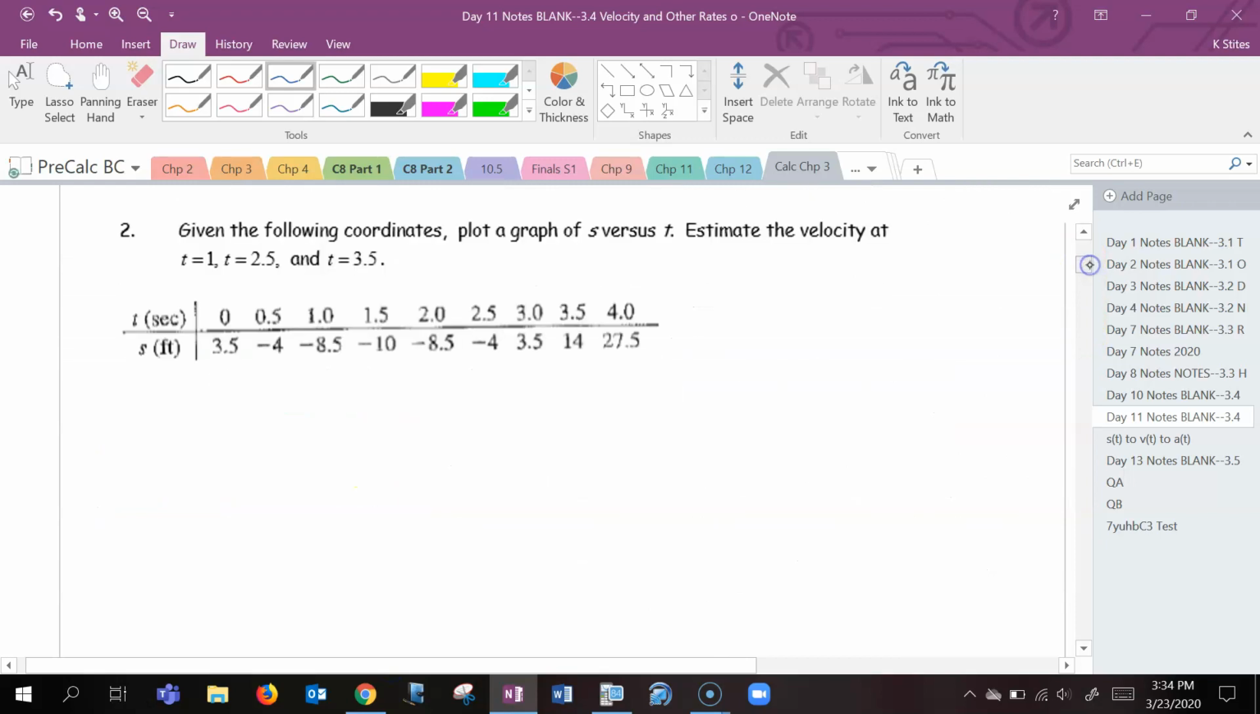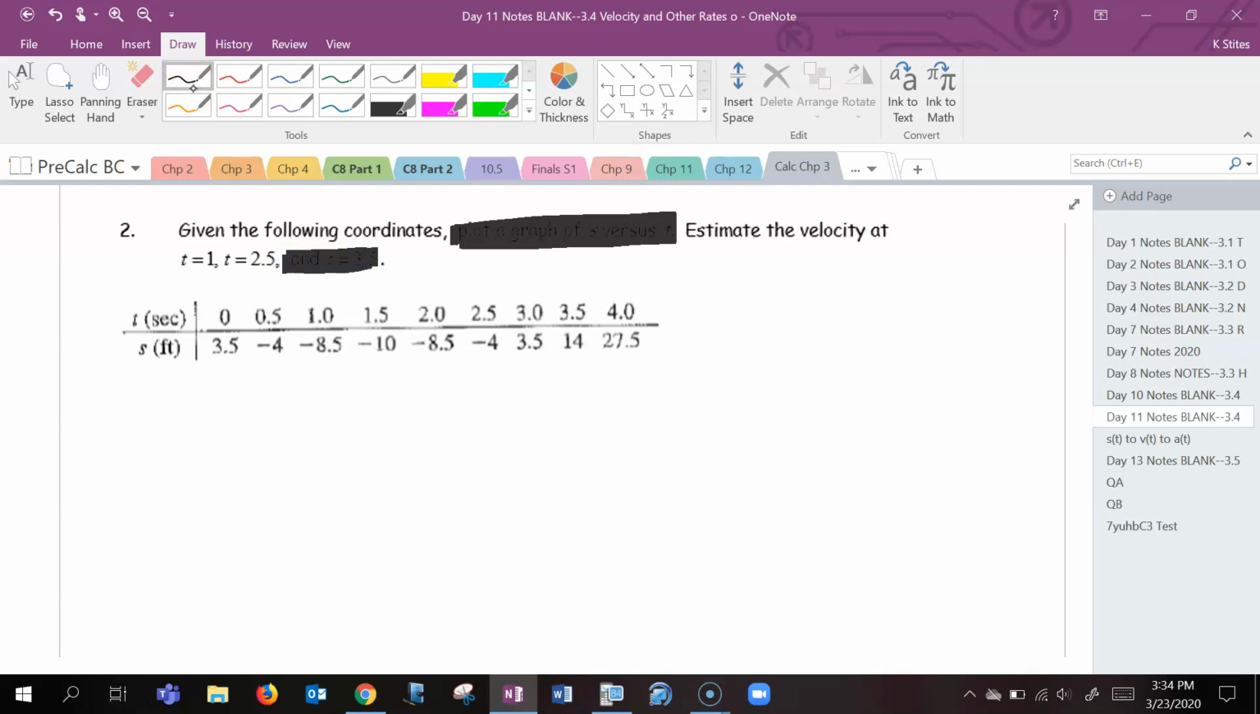Next, given the following coordinates, plot a graph of s versus t. We are not going to do that. Not interested. Instead, we're going to estimate the velocity at t equals 1, t equals 2.5, and t equals 3.5 seconds. We're just going to do 2 of these. I don't think we need to do t equals 3.5. It's going to be the same method for each of these.